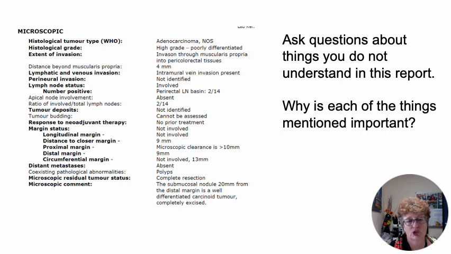Right, so histologic tumour type, adenocarcinoma. NOS means not otherwise specified. So it means it's not a special kind of adenocarcinoma like a mucinous or a signet ring cell carcinoma.